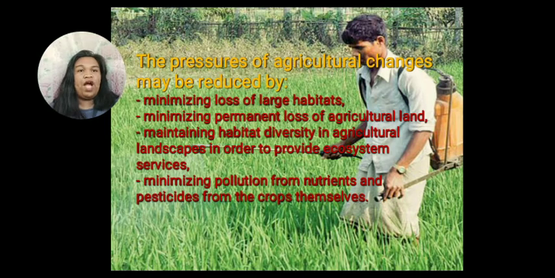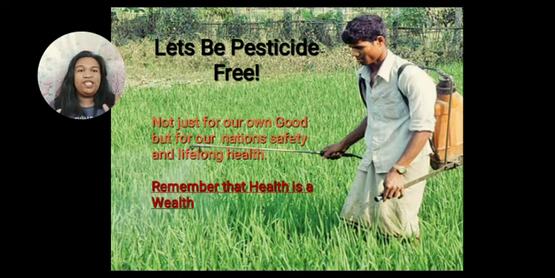The pressures of agricultural changes may be reduced by minimizing loss of large habitats, minimizing permanent loss of agricultural land, and maintaining habitat diversity in agricultural landscapes in order to provide ecosystem services, minimizing pollution from nutrients and pesticides from the crops themselves. So, let's be pesticide-free, not just for our own good, but for our nation's safety and lifelong health.